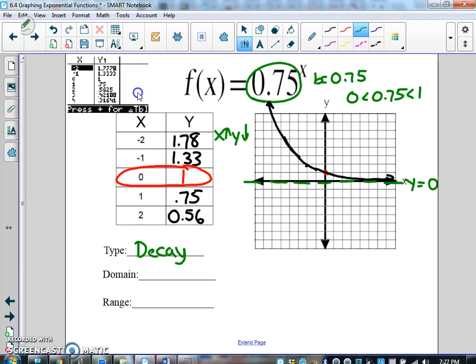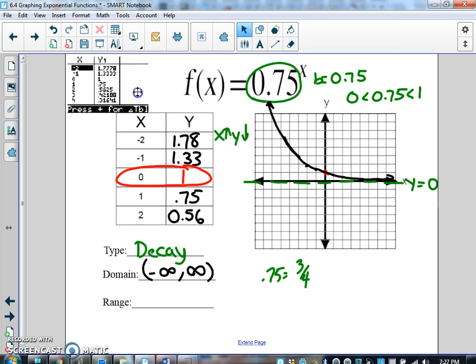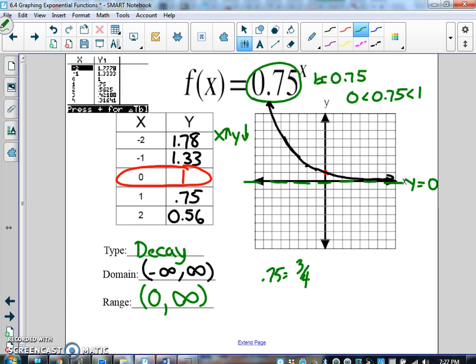After all, 0.75 is equal to 3/4. So as I keep on cutting something into 3/4 pieces, it will get smaller and smaller, but not quite ever reach 0. My domain here, just like all the other ones have been, is negative infinity to infinity. And my range, again, my minimum y value is 0. I don't quite reach 0, I approach it, therefore parentheses. And my maximum y value, well, as x becomes more and more negative, as x decreases, my y value continues to increase, and that'll reach towards infinity.